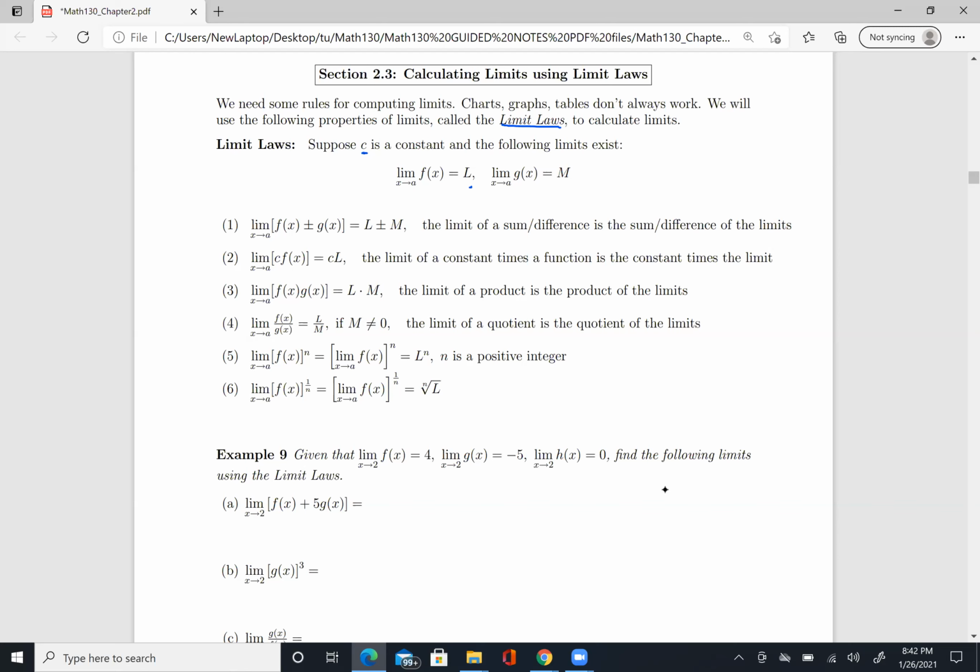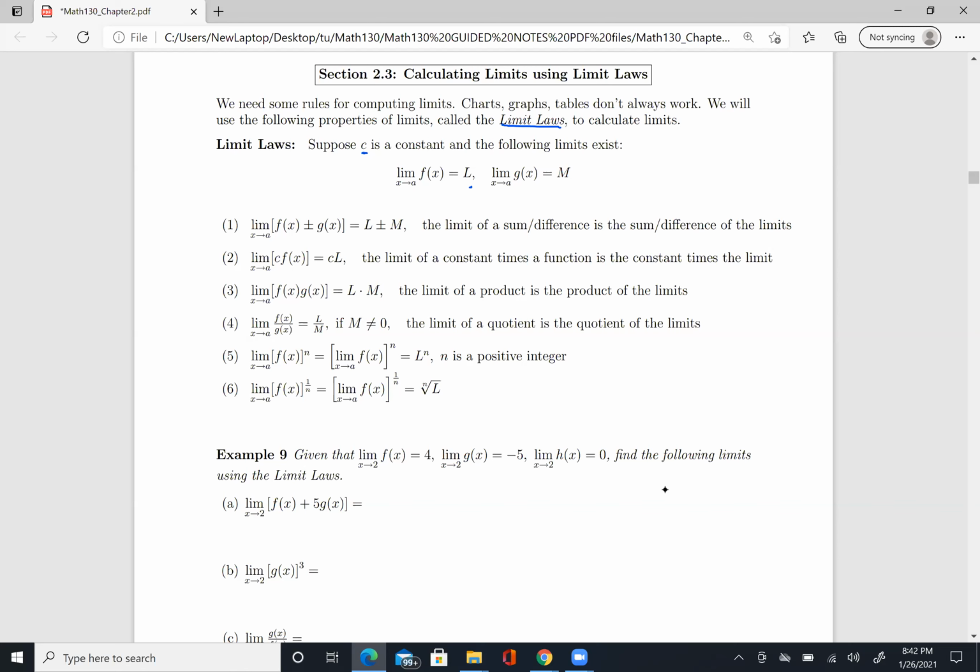Okay, and number 6: the limit of f(x) to the power 1 over n when x goes to a is equal to the limit of f(x) when x goes to a, everything to the power 1 over n, which equals the nth root of L. So let's use all these limit laws and do example 9 over here.